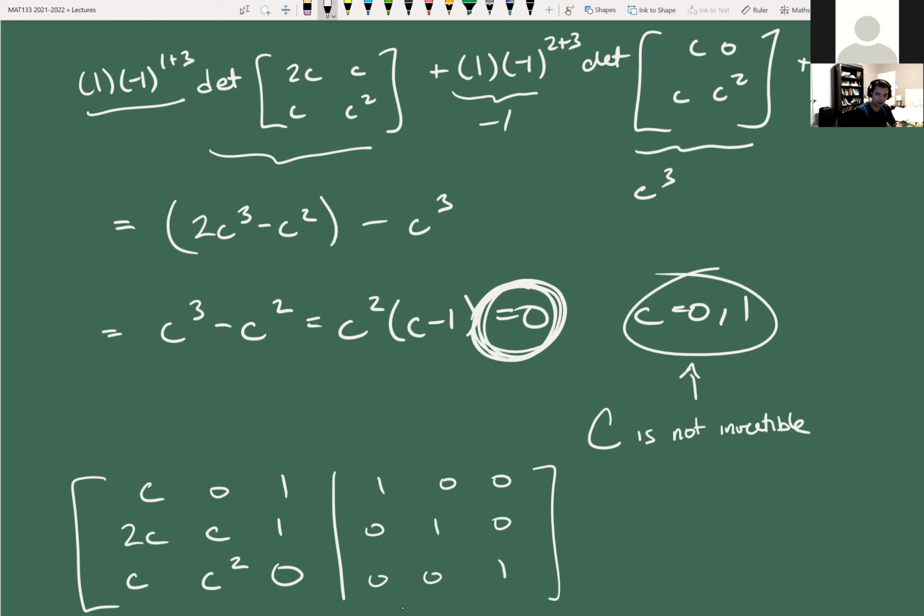Right, if C is 0, you can't find the inverse. Also, if C is 1, you can't find the inverse. But remember that when you're solving for 0, you're finding the values for which the inverse does not exist. It's the same thing when you're doing eigenvalues and eigenvectors. When you're computing the zeros of the characteristic polynomial, the characteristic polynomial is the determinant, and you're specifically finding the zeros because you don't want that matrix to be invertible. That's the critical point. When you're finding eigenvalues, you're finding the values for which the matrix is not invertible.